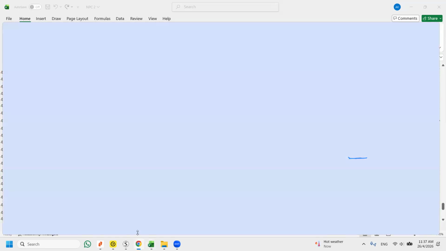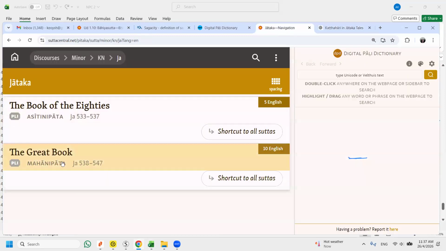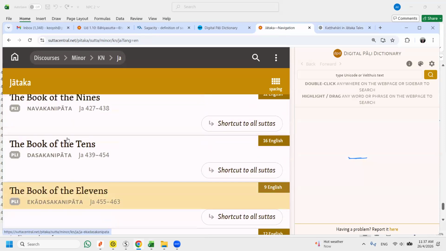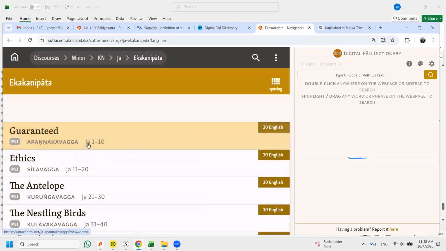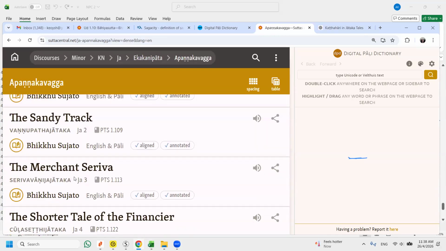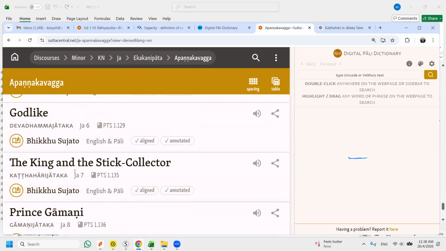So since we know JA7, we come back to here. That means it will fall under here. That means the book of ones, Ekaka Nipata, Ekaka. So it falls under here. Then you go there and it should be under here, 7. So you look at JA7. This is the one, JA7. Can you see JA7? Katahari Jataka. Okay, this is the one.